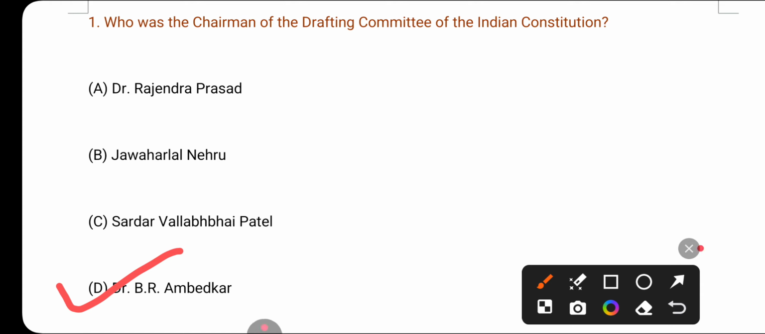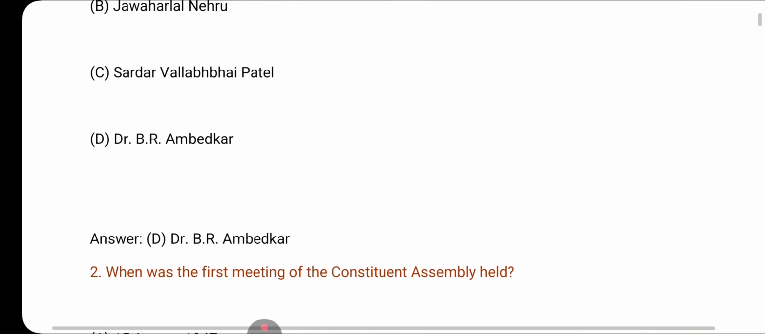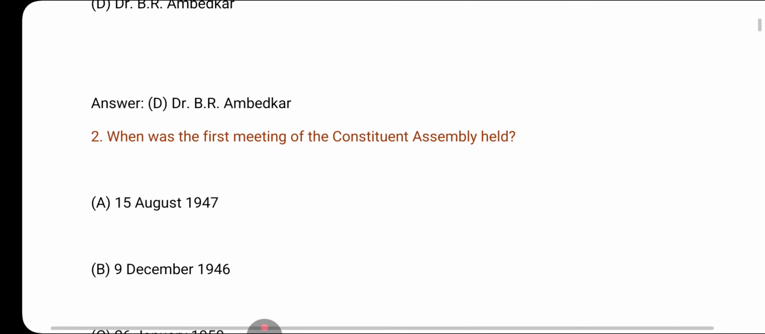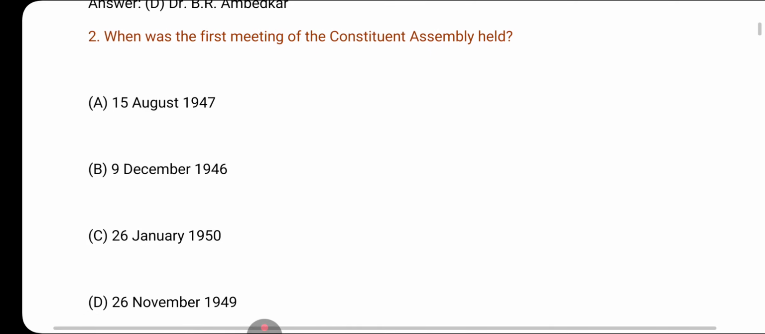I will do a pause of 2 to 3 seconds, in which you guess the answer. If you know, the first question's answer is Dr. Bhim Rao Ambedkar. The next question is, when was the first meeting of the Constituent Assembly held?